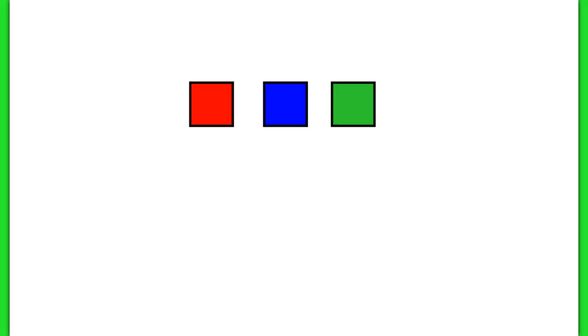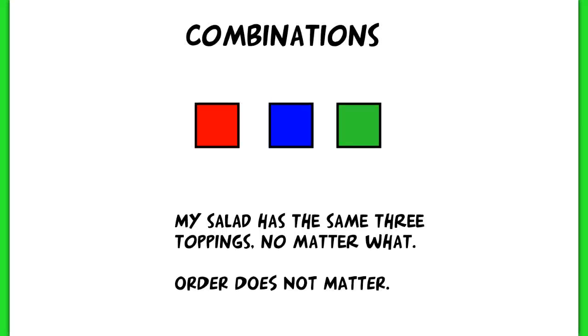So in binomial theorem, we actually use combinations. I'm just going to reiterate the idea of a combination here by using these three boxes, okay? A red, a blue, and a green box. Now, if I were to ask you to do a combination of these, there's only one grouping, right? Red, blue, or green, even if I had it shown as blue, green, red, is still the same. You still have the same combination of these three boxes, okay? In other words, my salad has the same 3 toppings no matter what. So order does not matter.